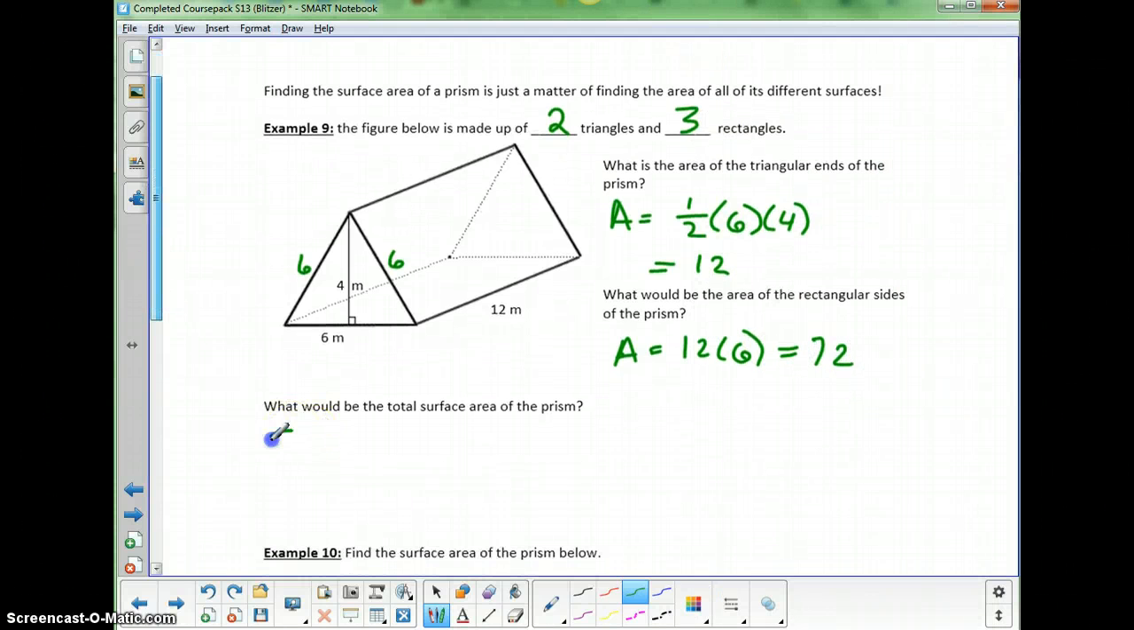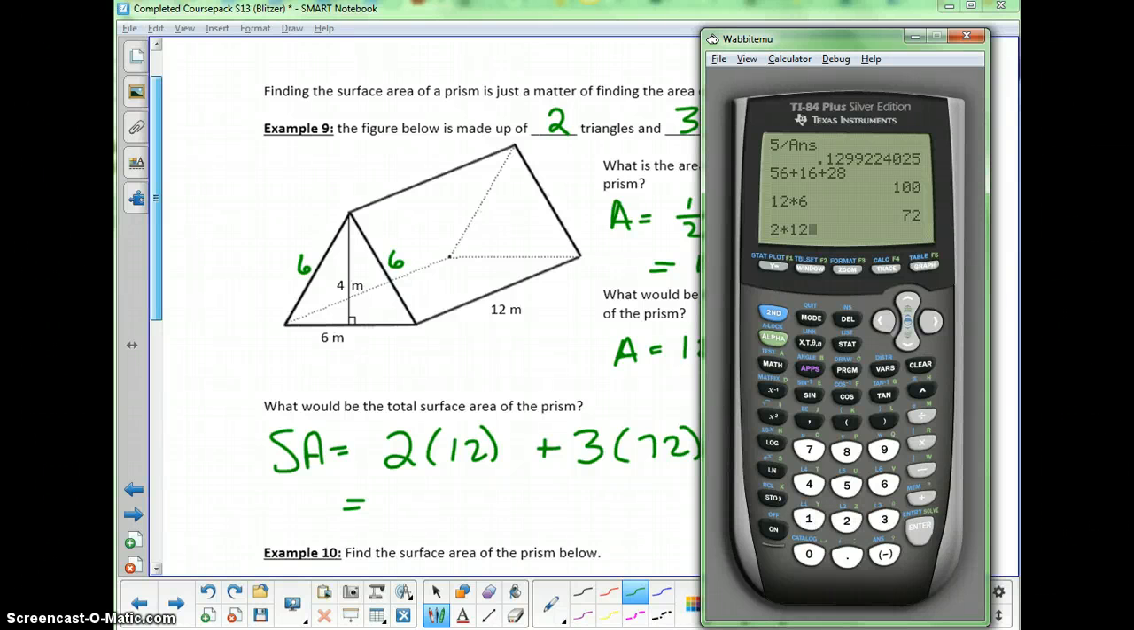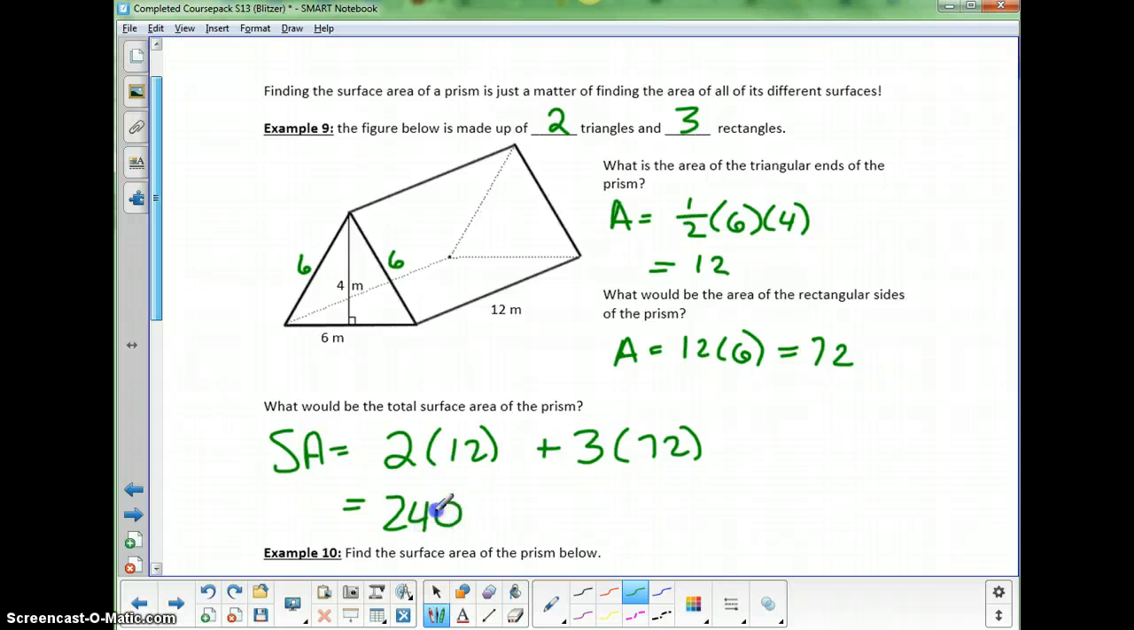So when we put that all together, the surface area is going to be the sum of 2 triangles, so 2 times 12, plus 3 rectangles, so 3 times 72. So 2 times 12 plus 3 times 72 is 240. So 240, this is in meters, and since surface area is a type of area, it's going to be square meters. Make sure that you use the appropriate units, whether it's square, cubed, or regular meters. In the case of area, it should be square.